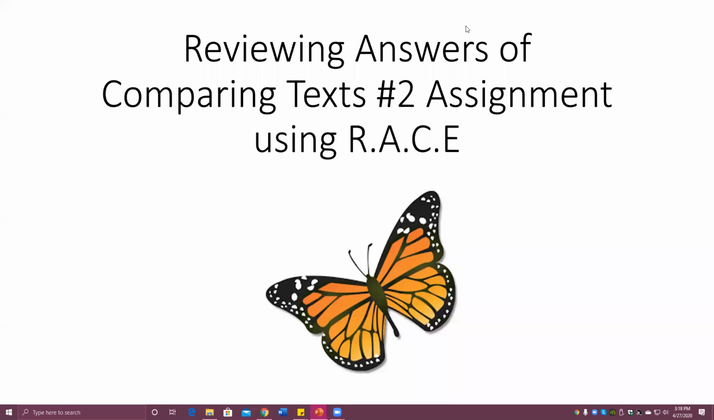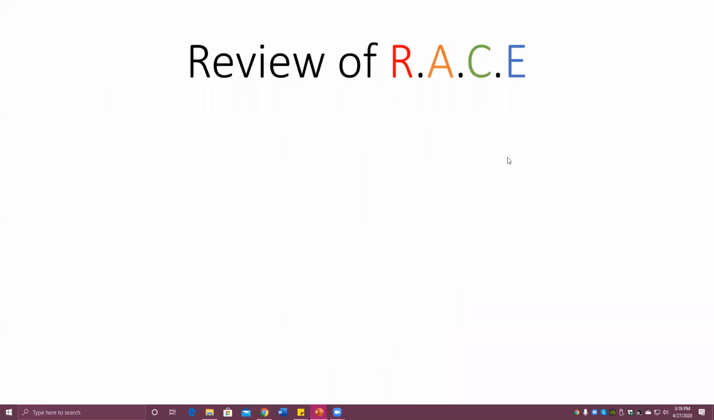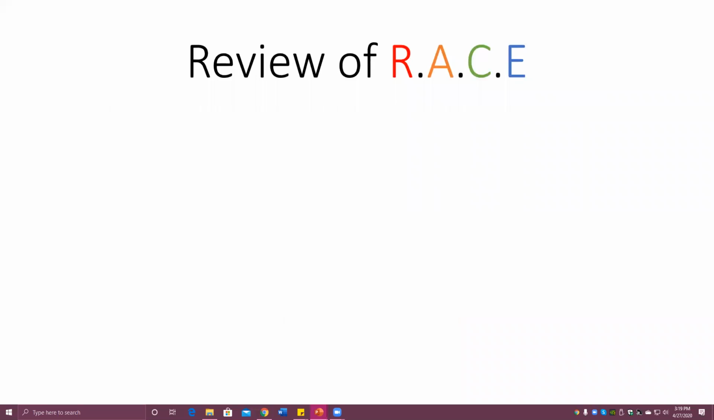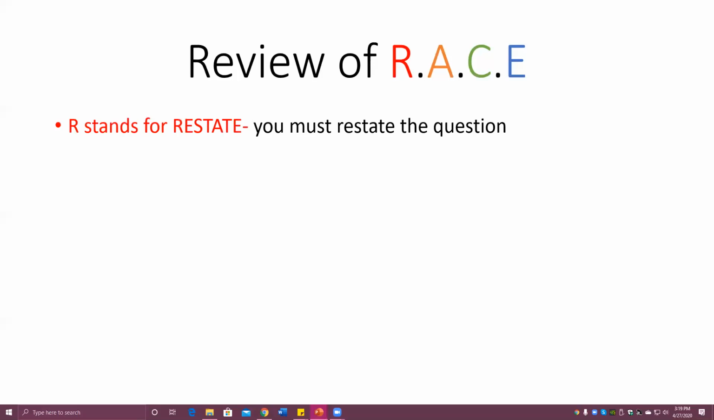Hi, fifth graders. We are going to go over our answers for comparing text number 2 that you did yesterday. This is the assignment using RACE and the one that talks about butterflies. So just a quick overview of RACE. We always need to use this when we're citing evidence, but I saw some of you that used it even when it didn't ask you to cite evidence, and I loved that. You guys did much better this round than you did the first time that we did this assignment.